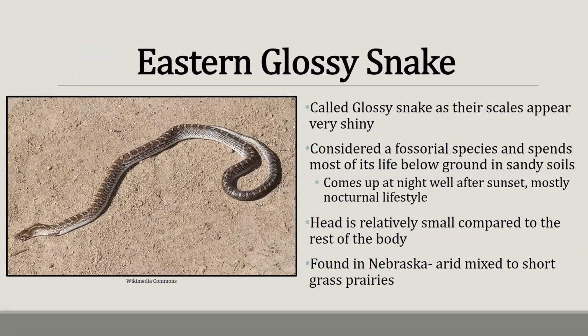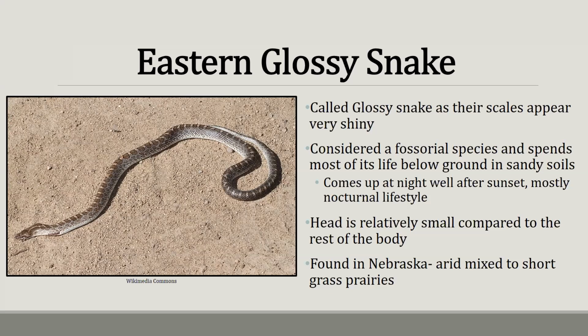All right, another one that we have, that a lot of people don't know, is called the Eastern Glossy snake. These guys are very pretty snakes. They look very shiny. That's how they get their name, Glossy snake. But they are another fossorial snake that we have in Nebraska. They spend a lot of their life below ground. So again, we don't see them very often.